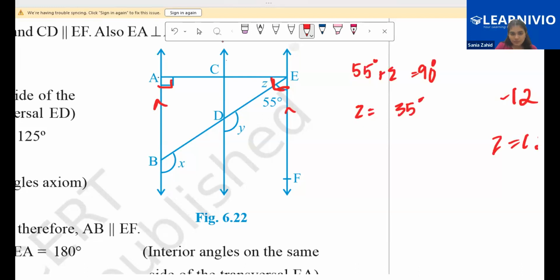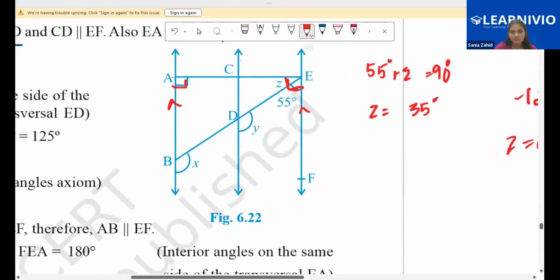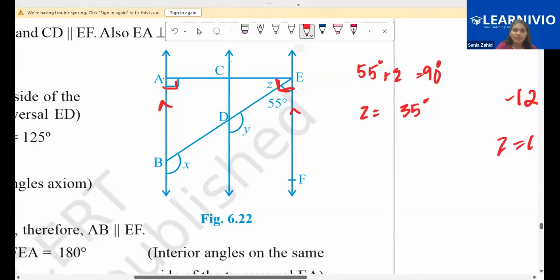Okay, look here. Next, how can I find Y and X? Who'll tell me now? Any method for Y and X? Ma'am, triangle is equal to 180, so use this. Yeah, very good. So you have this triangle with you. First of all, look at this bigger triangle. The sum of all the angles of a triangle is equal to 180 degrees.